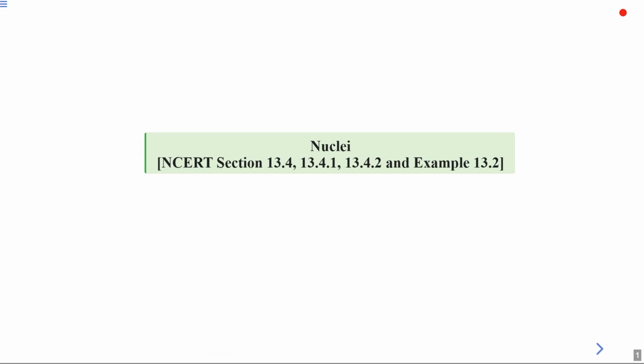Today, we are going to discuss NCERT section 13.4, 13.4.1, 13.4.2, and example 13.2 of chapter Nuclei.